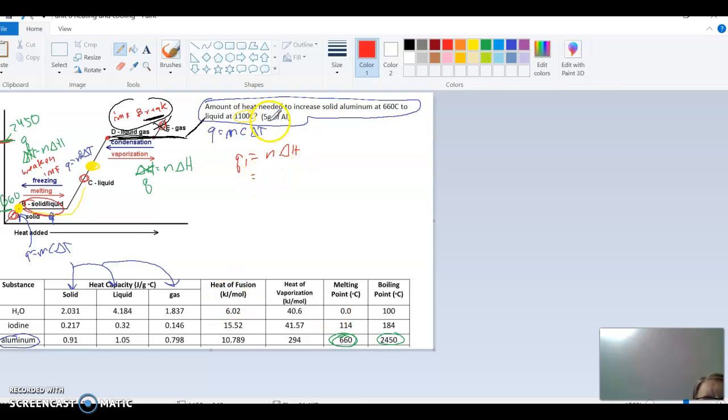So here, for n, I have a 5 gram sample, 5 grams. I've got to convert it into moles. So I get out of grams and into moles. On the periodic table, 1 mole is 26.98 grams for aluminum. And I'll multiply it by the H. The H is, for this case, the heat of fusion, 10789.